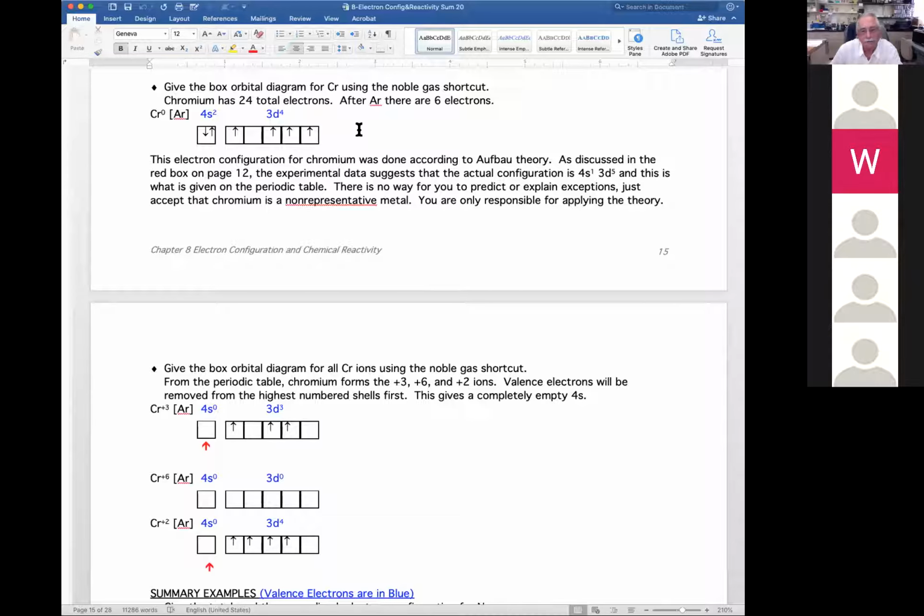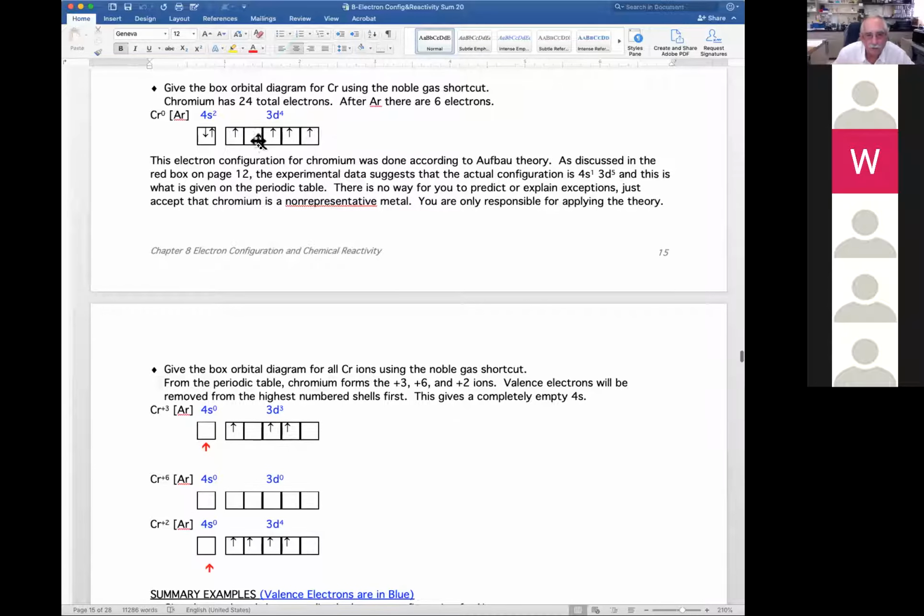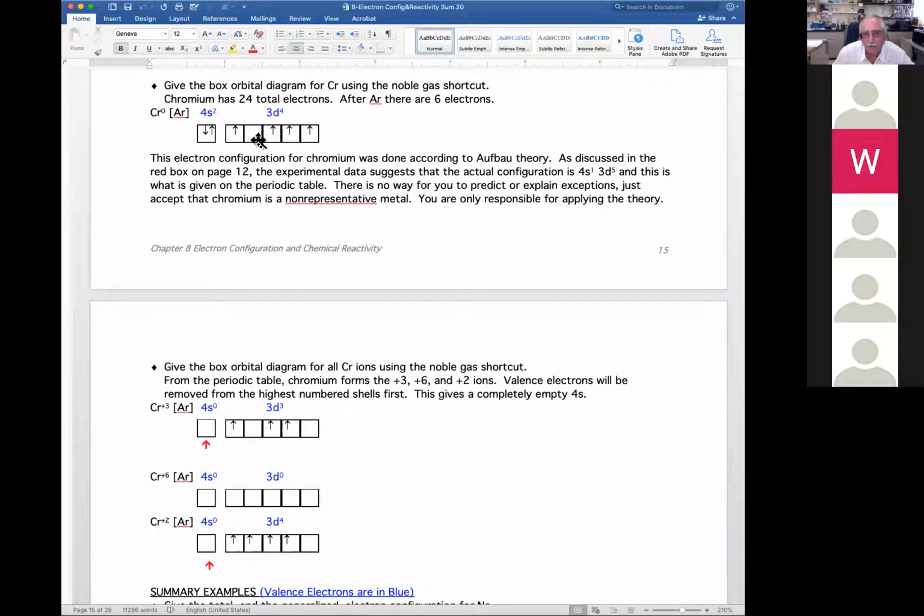So what happens when chromium forms the +3 ion? I got to take 3 electrons out of here. If I take these 3 over here, what I just did is I avoided the idea that this is the highest numbered shell. So if I'm going to take 3 electrons, I'm going to take this and make it completely empty. Then I'll have to take 1 out of here somewhere. Doesn't matter which one.